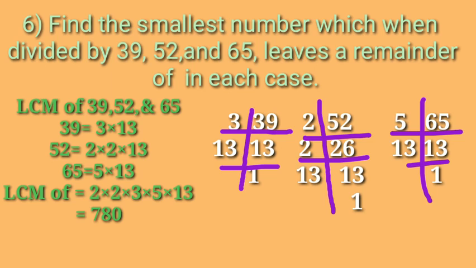So finally, the required smallest number is 780 plus the remainder already given here. So 780 plus 5 will get the answer 785.